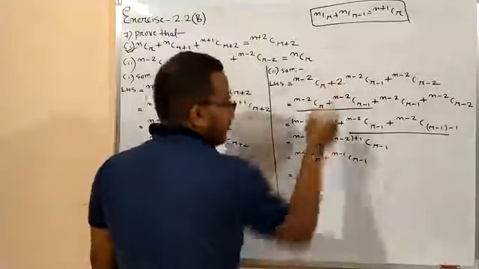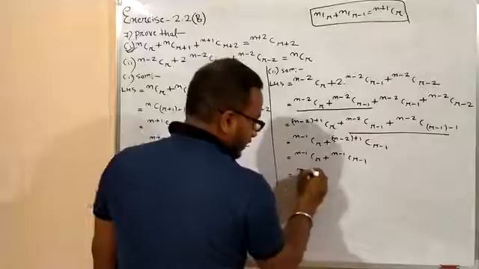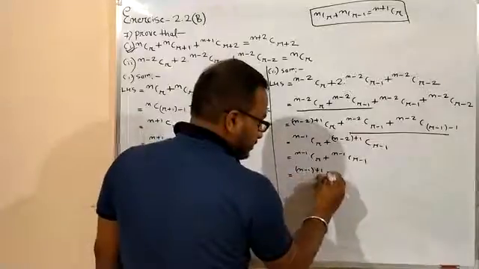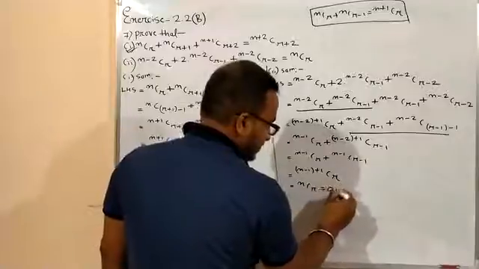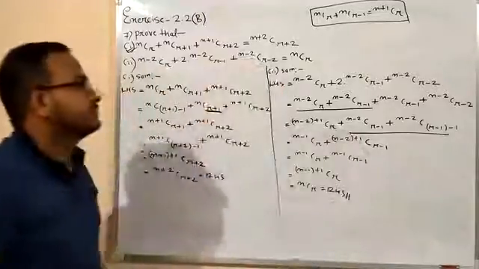Now again use this formula here. You will get n-1+1Cr. So it is nCr and it is RHS.